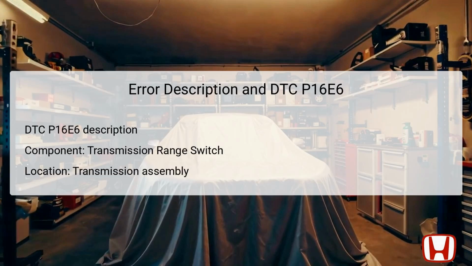DTC P16E6 signifies a malfunction specifically in the transmission range switch, start switch circuit. This component plays a pivotal role in indicating the current gear position to the powertrain control module, PCM, allowing the vehicle to start only when in park or neutral modes. The transmission range switch is typically situated on the transmission assembly. Its functioning is critical, as incorrect signals can lead to starting problems or unintended vehicle movement.